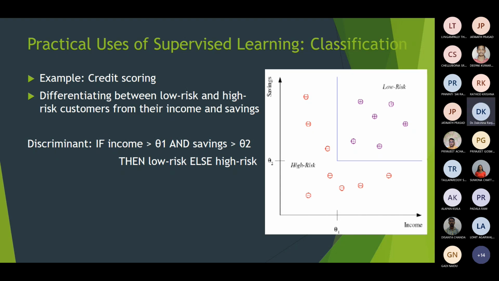So here we can design the discriminant function as: if income greater than theta 1 and savings greater than theta 2, that means here we are applying the AND rule between these two thresholds, then we have the low risk customers. Otherwise, if one of the conditions or both conditions do not satisfy, then we have the high risk customer class. Otherwise, we have the low risk customer class.